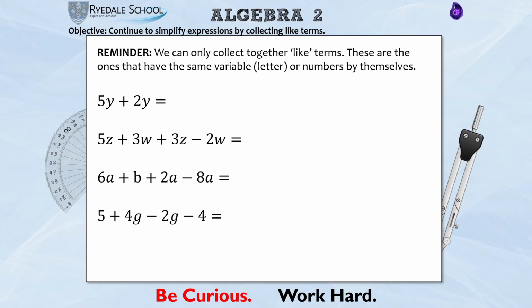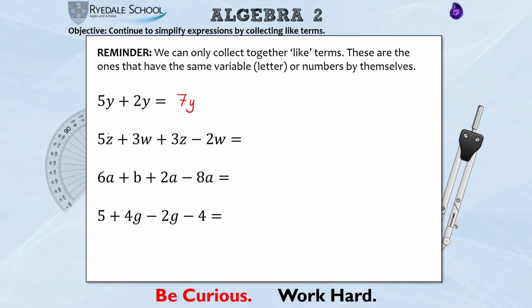So the first question says 5y plus 2y. They're both family of y. I can add those together. The answer to this one is 7y.